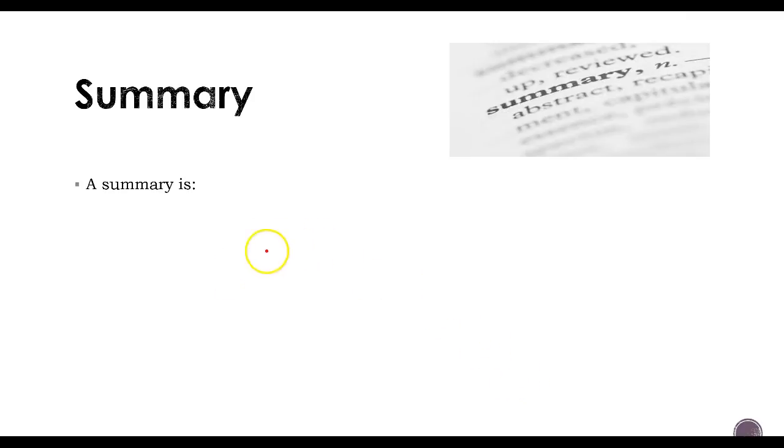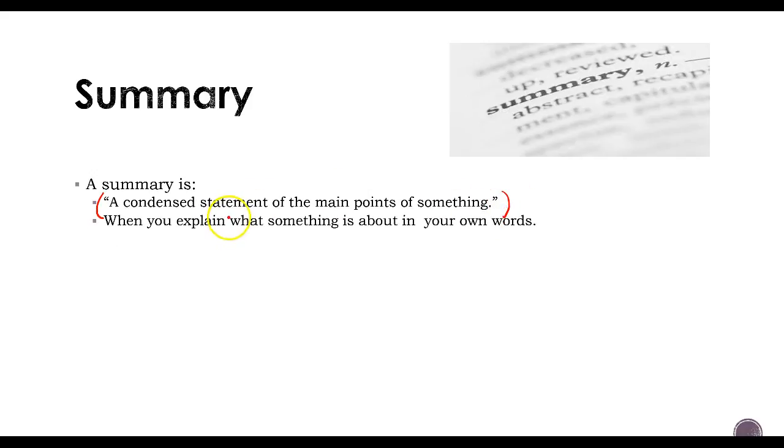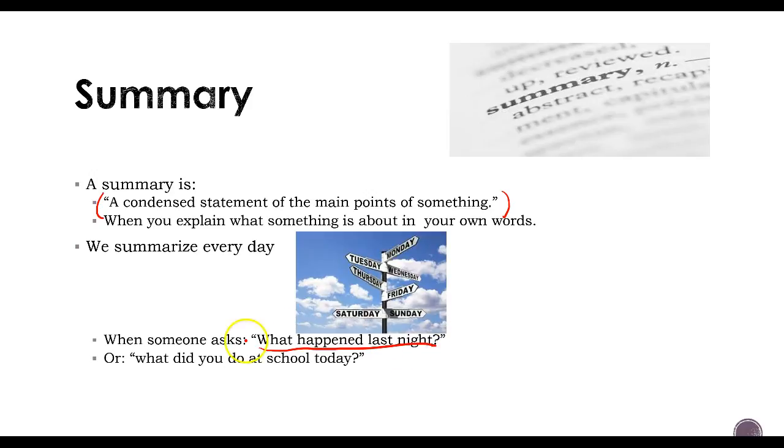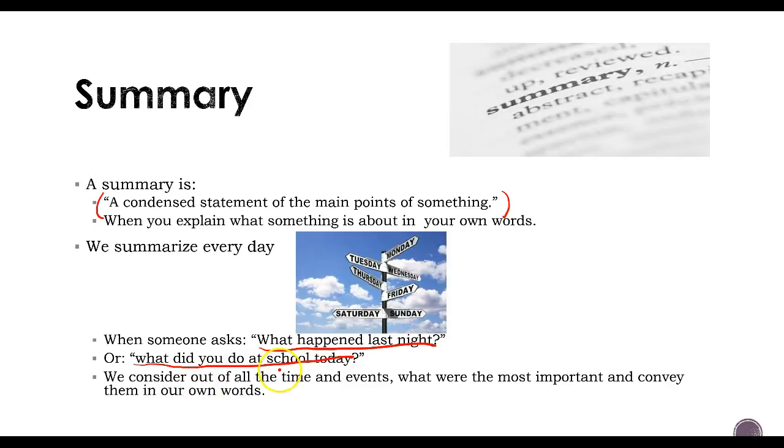A summary is a condensed statement of the main points of something. Basically, anytime you explain what something is about in your own words, you're summarizing. And we summarize every day, constantly. When someone asks, what happened last night? We give them a summary. When someone says, what did you do at school today? We give them a summary. We consider all of the time and the events that happened, and we sort of triage and think about what were the most important events that happened last night or at school today, and we convey them in our own words.